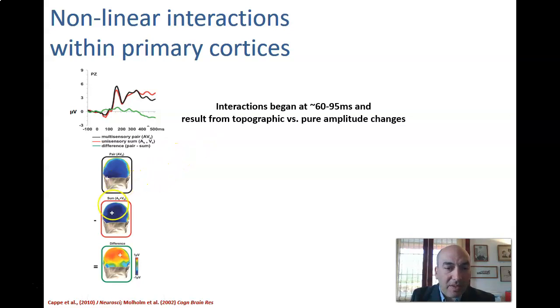What we observe is that these nonlinear interactions begin at approximately 60 milliseconds post-stimulus onset and are the consequence of topographic changes, that is, a change in the topography at the scalp, and not simple amplitude changes, that is, simply a stronger or weaker response.